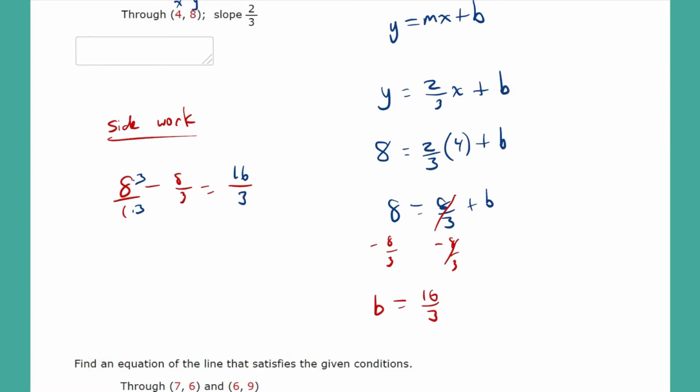So once we have our y-intercept and our slope, that's pretty much all we need, and now we can plug it in for b and put it all together. So our final solution is y equals 2/3 x plus 16/3. All right, let's look at the next problem.